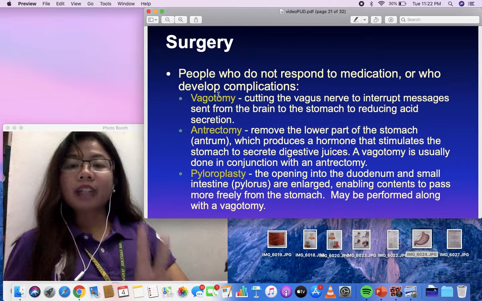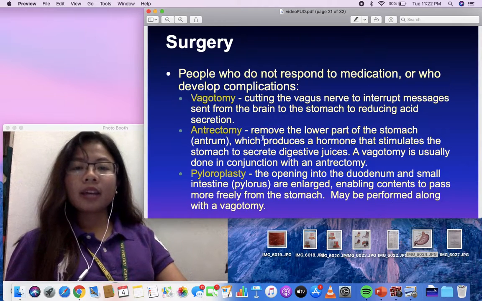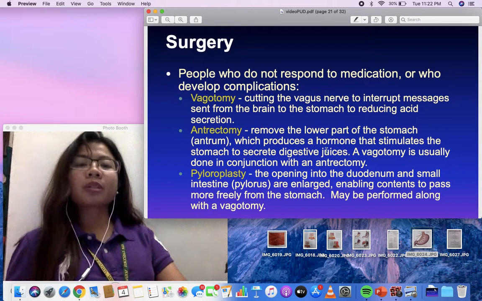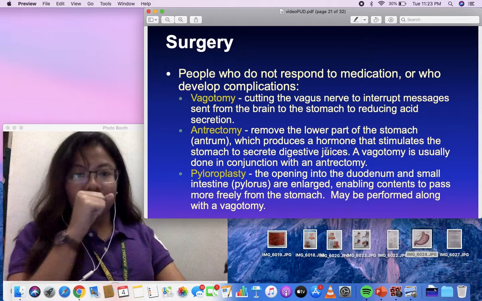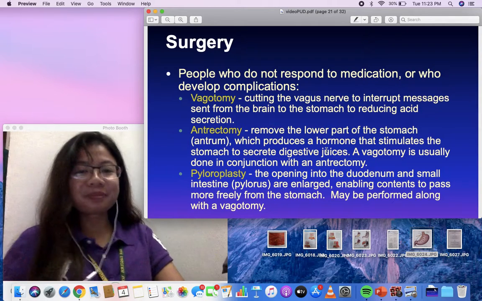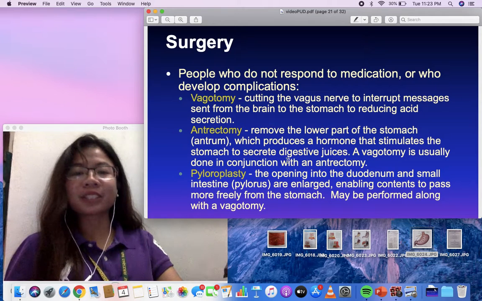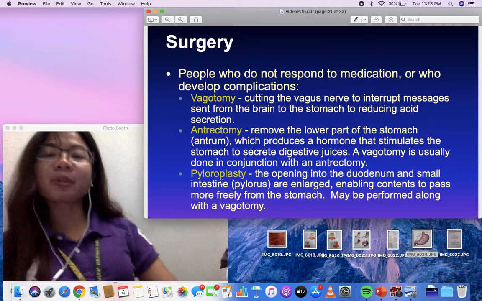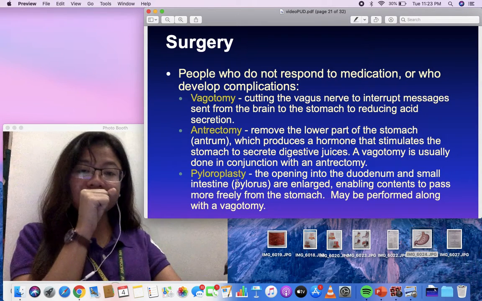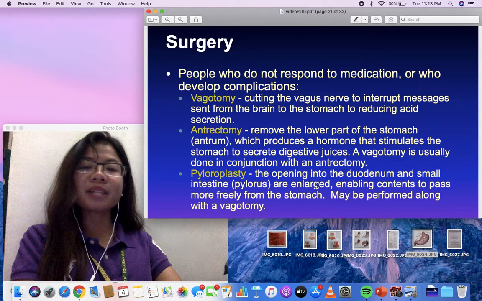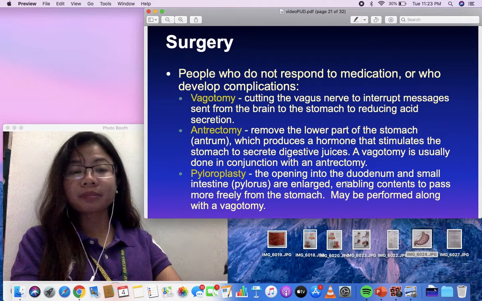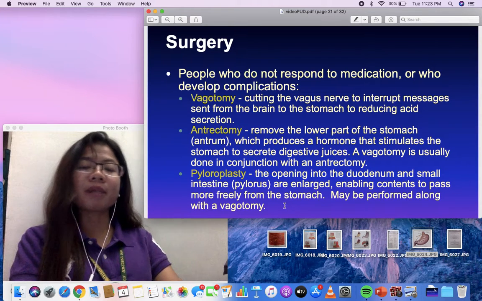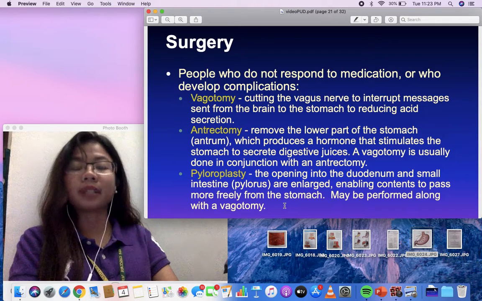The next surgery is the antrectomy. What's antrectomy? It removes the lower part of the stomach, the antrum, which produces a hormone that stimulates the stomach to secrete digestive juices. Then pyloroplasty. The opening into the duodenum and small intestine is enlarged, enabling contents to pass more freely from the stomach. It may be performed along with a vagotomy.